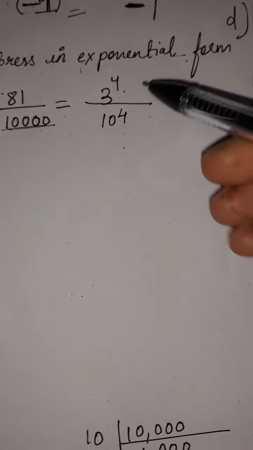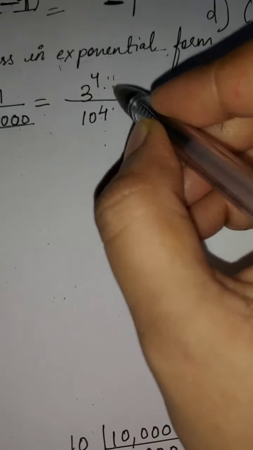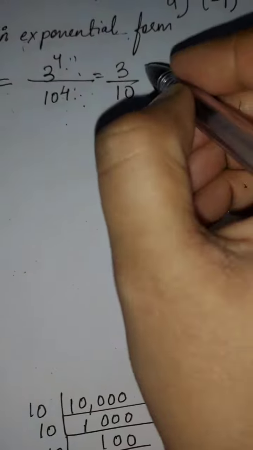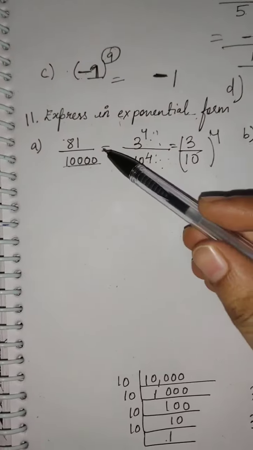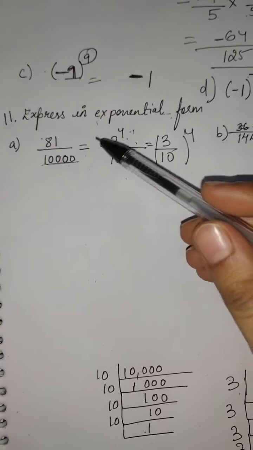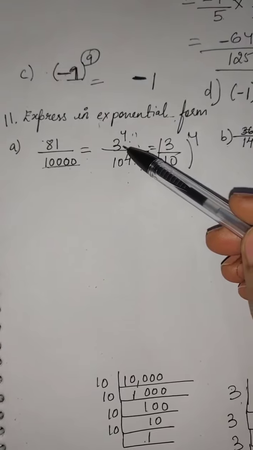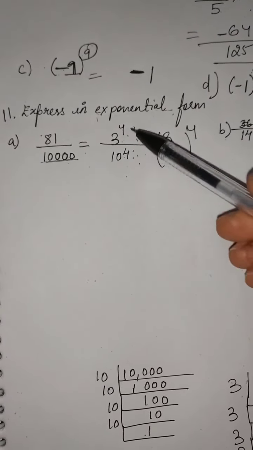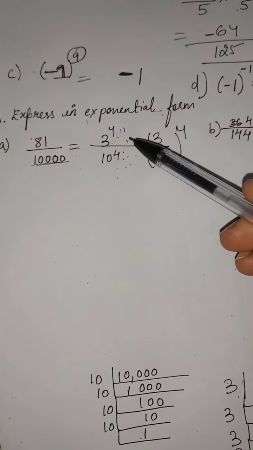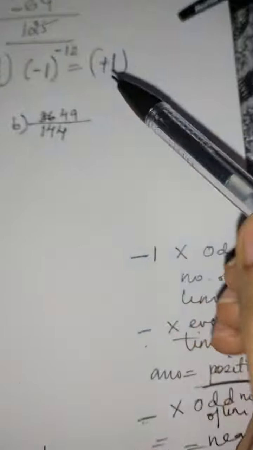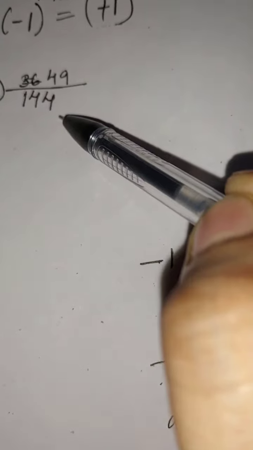Now we have seen that numerator and denominator both have what? Same powers. So we'll write the answer what? 3 upon 10, 4 and 4, writing it twice doesn't make any sense. We'll write it once with power 4. Okay, make sure whenever you are expressing in exponential form, see that both the numbers on the top and bottom should have same power. If they are not in same power, that means you are making a mistake in the calculation.